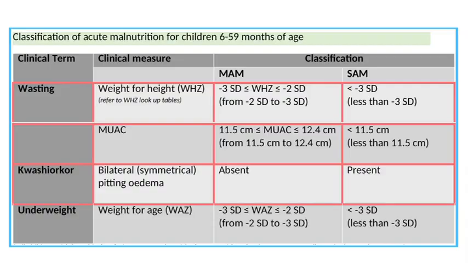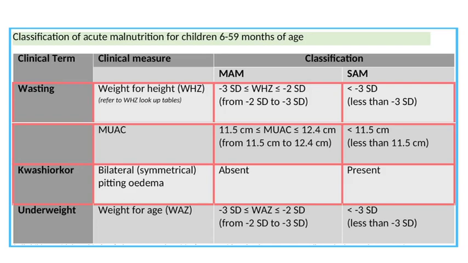So we'll now delve more into the classification of acute malnutrition. These classification measures, when analyzed, then give us the prevalence of malnutrition. So we'll focus on wasting, kwashiorkor, and marasmus, which are indicators of acute malnutrition. So, as we see in this table, the classification of acute malnutrition for children 6 to 59 months of age. If we look at wasting, for example, the clinical measure will be weight for height. So weight for height can be checked in the weight for height Z-score lookup tables.